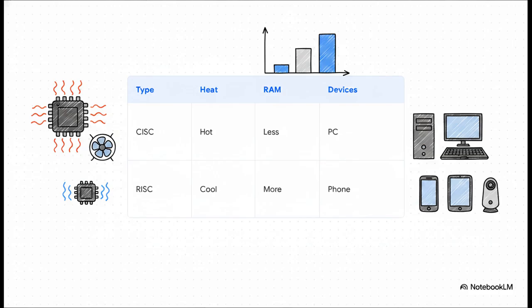For RAM usage, CISC uses less RAM because of shorter code, while RISC uses more RAM because of those longer code sequences. And for typical devices, CISC dominates desktops and laptops via Intel x86, whereas RISC dominates over 90% of literally everything else, smartphones, tablets, and smart devices via ARM.